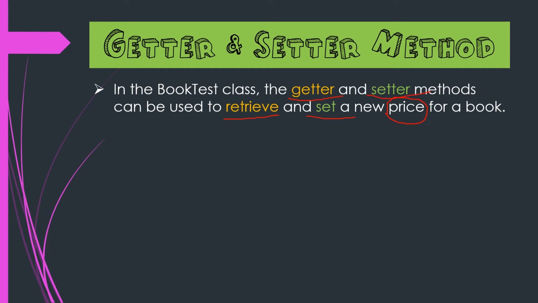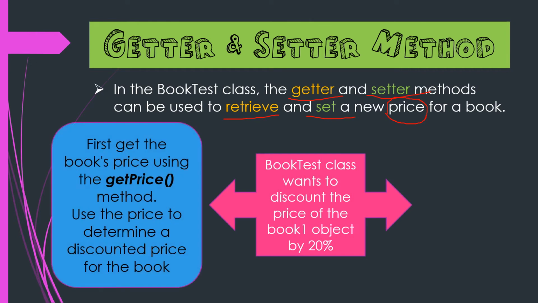So if the book test class wants to discount the price of the book 1 object by 20%, here you can see that there is a condition that the book test class wants to apply. The book test class does not declare the data members, meaning the private data members are not available here. So how will the book test class access them and apply the condition of discount? For this, the book test class will be using the getter and setter methods.